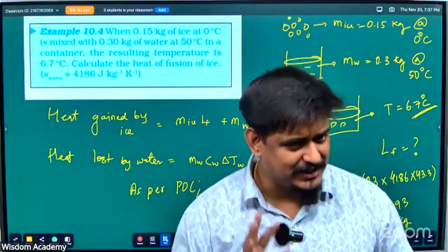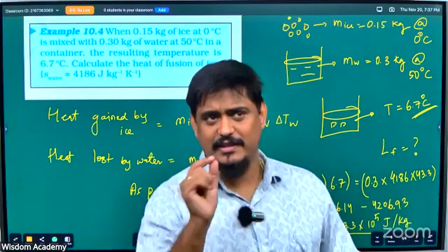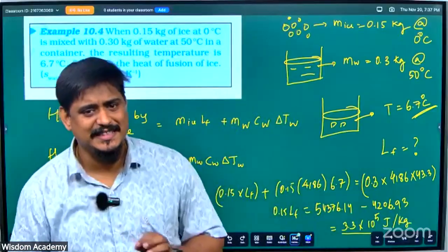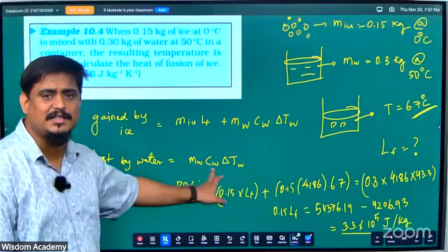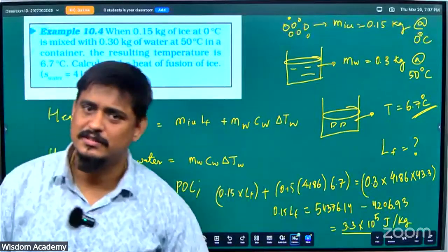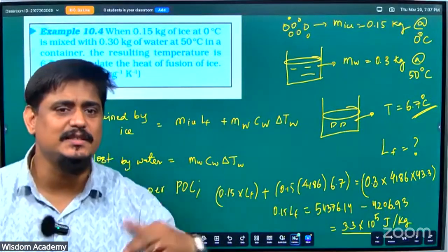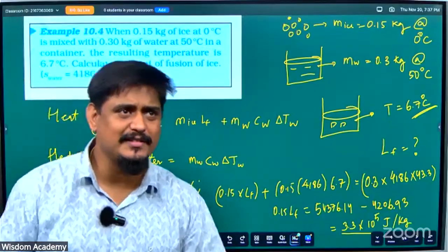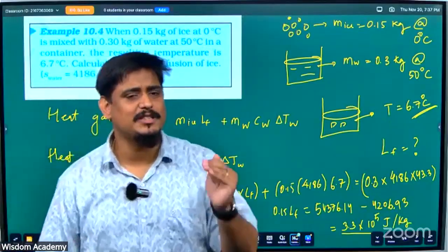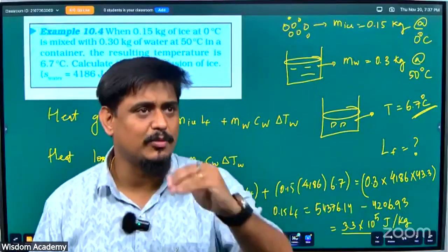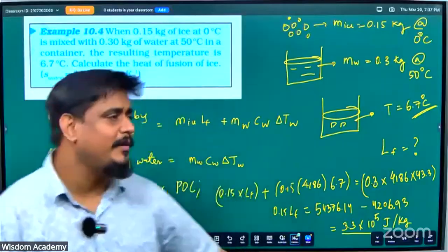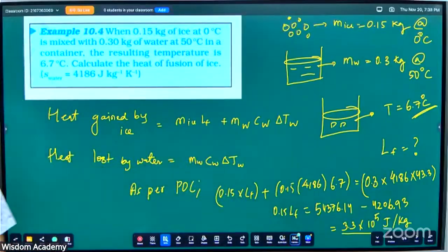To where it came? 6.7 degrees Celsius. There is a change in temperature. Which formula we will use? MC delta T. So I'm using MC delta T to find how much energy the water has lost. And both these energies must be same, because that's what principle of calorimetry says. It says that how much energy one body is gaining, same energy another body is losing. So when I equate both the equations, I am getting this answer.